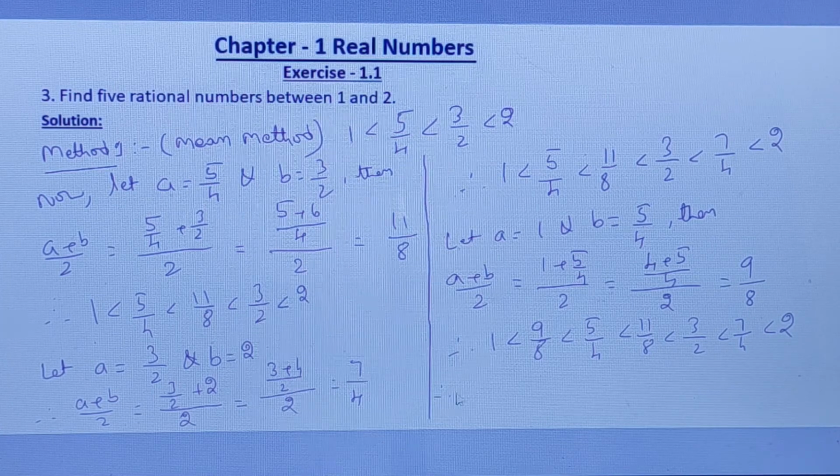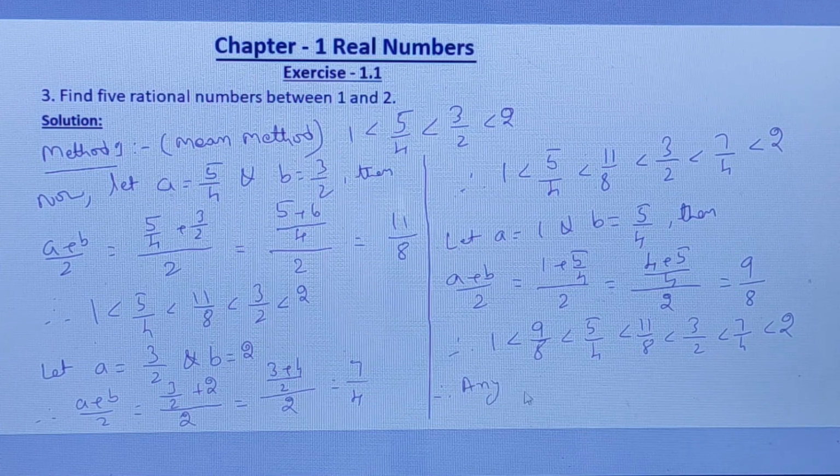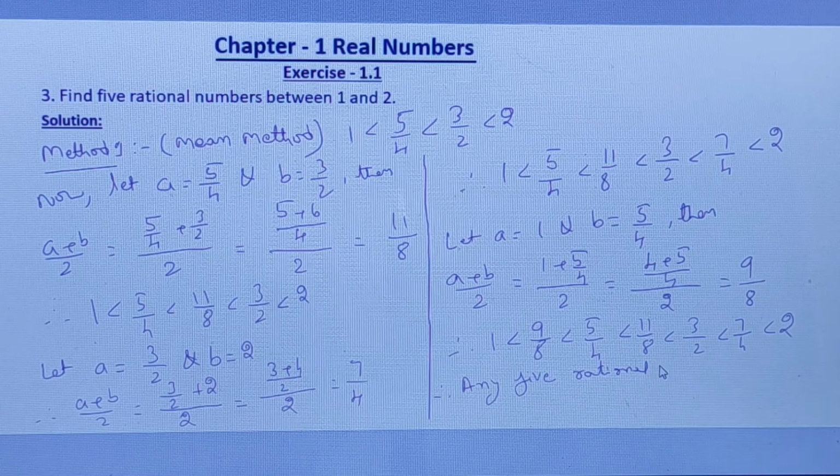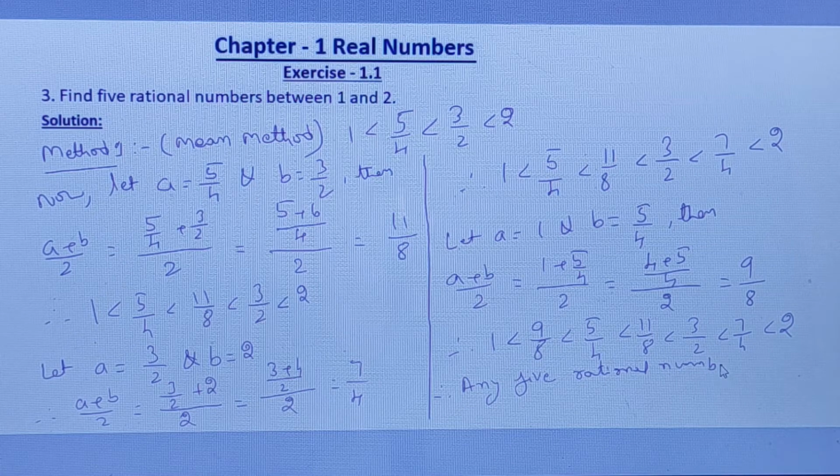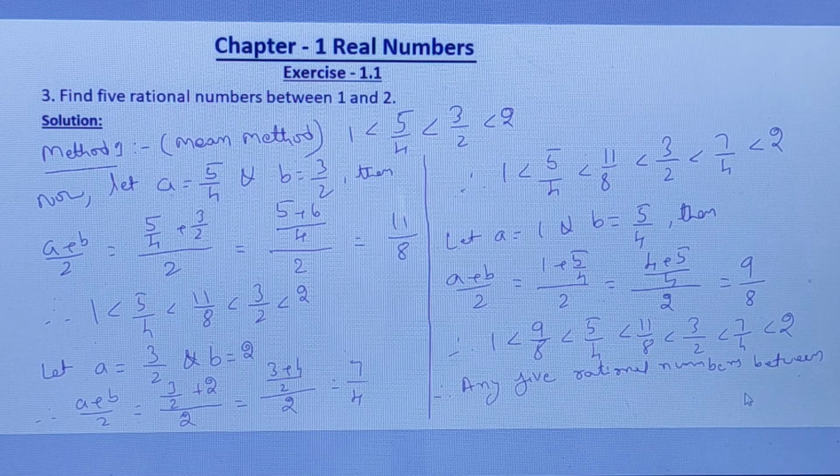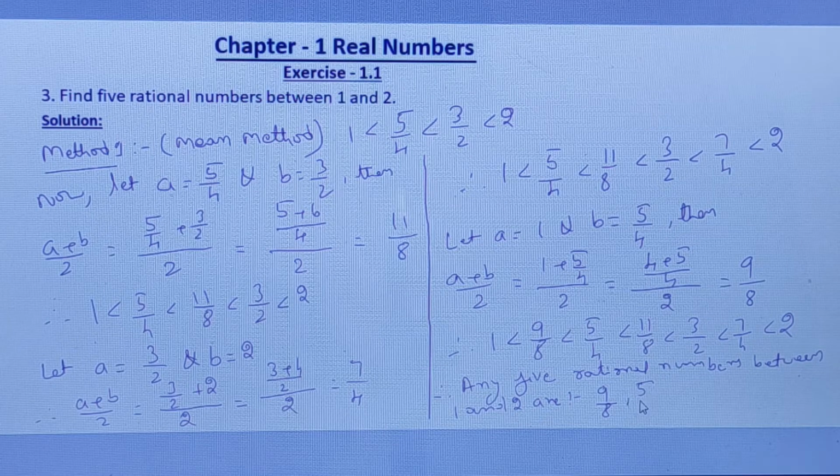Right? So therefore, any 5 rational numbers between 1 and 2 are 9 by 8, 5 by 4, 11 by 8, 3 by 2 and 7 by 4.